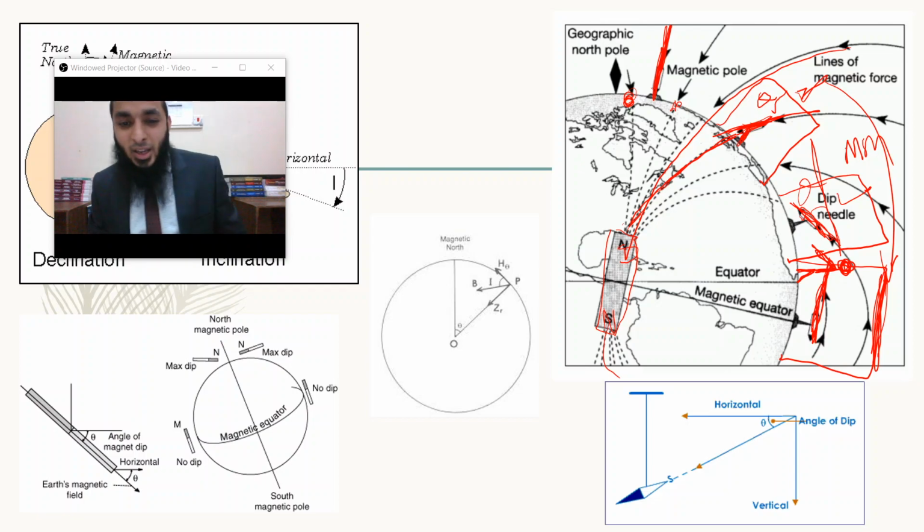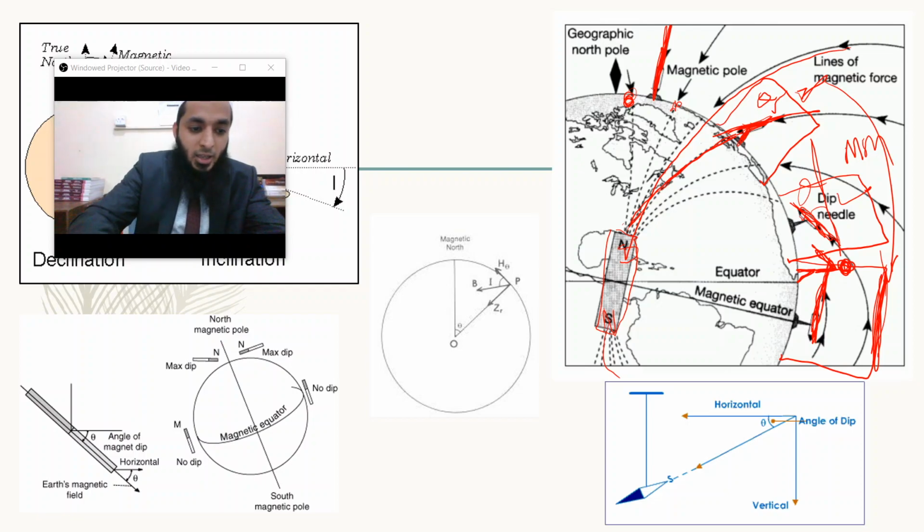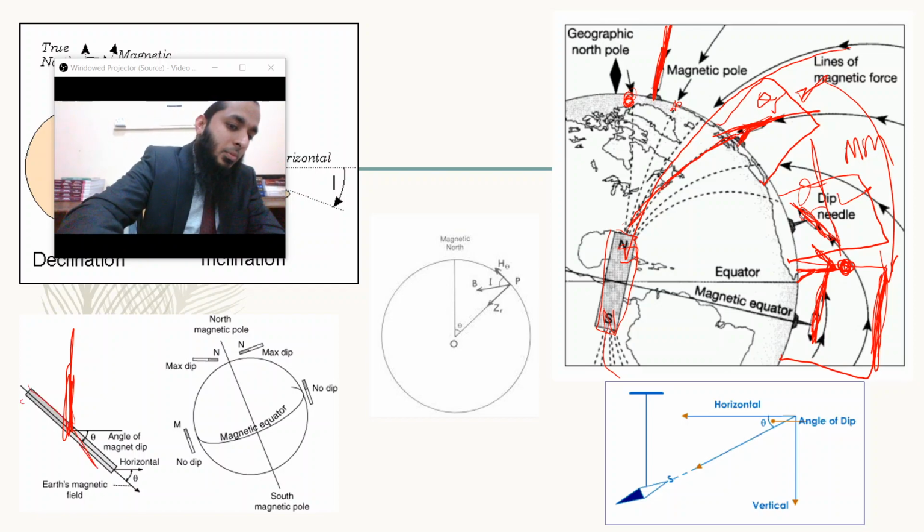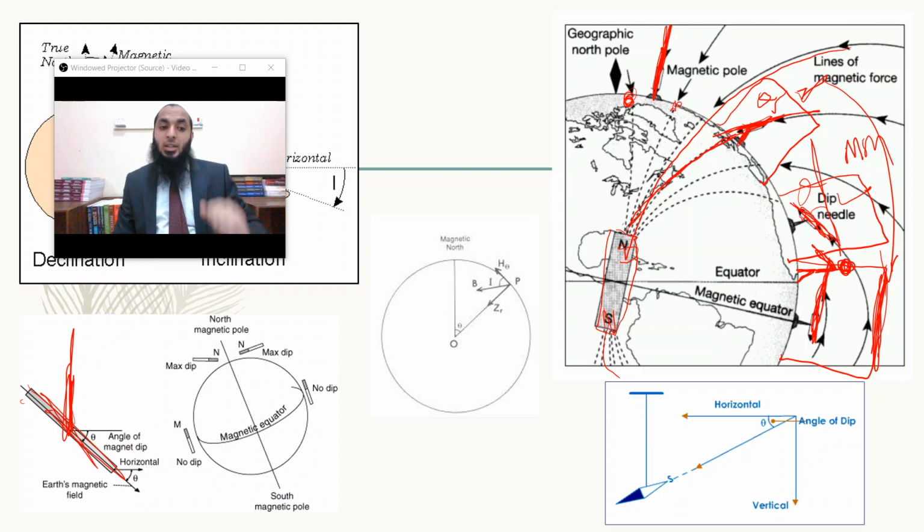Okay, now again, you can see here this figure. This figure shows this is the thread with which you are suspending the magnet, and this is the magnet, and the magnet makes an angle of theta with the horizontal, and this is nothing but the angle of dip. It's all clear. Now again, this figure shows another magnet.